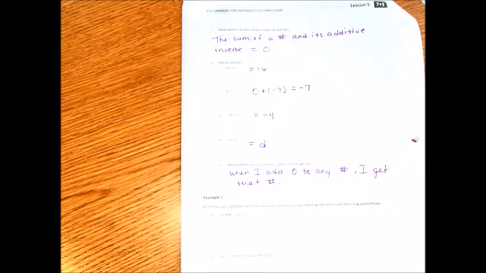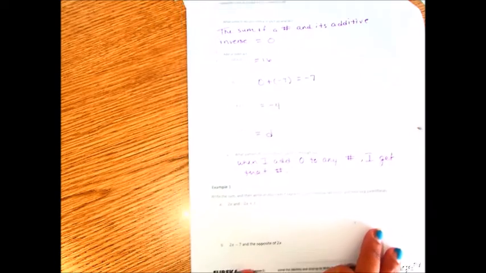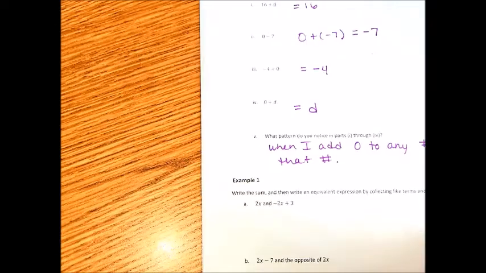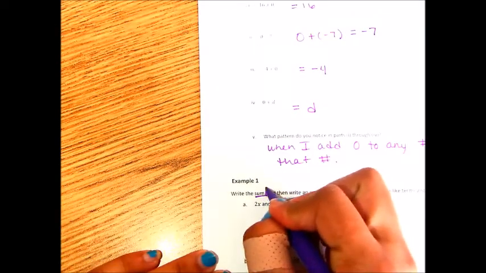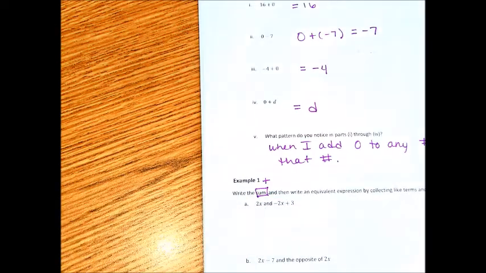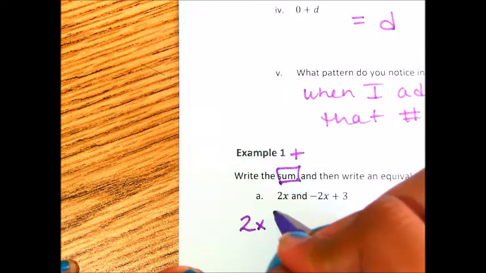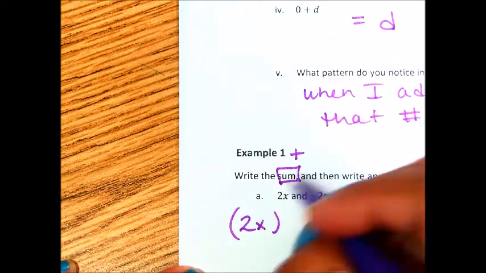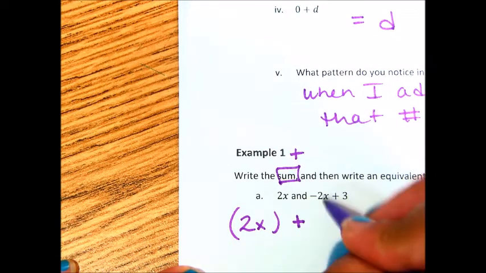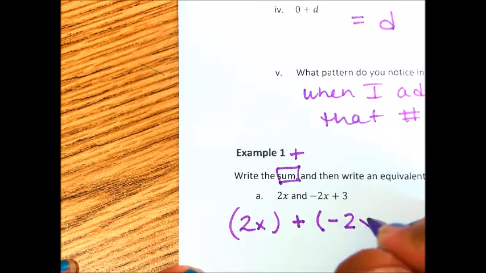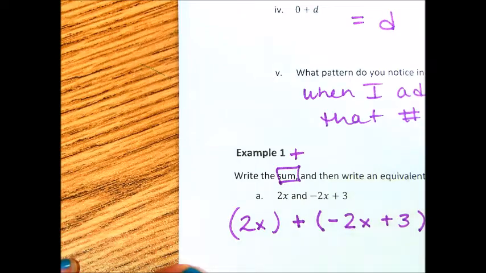In example 1, we want to write the sum and then write an equivalent expression by collecting like terms and removing the parentheses. So I've been asked to write the sum, and I know when I see the word sum, that means addition. First thing I'm going to do is jot down that expression. So that's going to look like 2x. I'm going to put my first expression in parentheses. And it says the sum of my next expression, negative 2x plus 3, is going to go in parentheses.